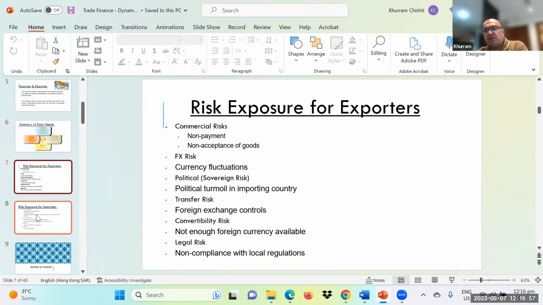Then transfer risk, foreign exchange controls. For example, this is happening in Pakistan right now because of the shortage of dollars.